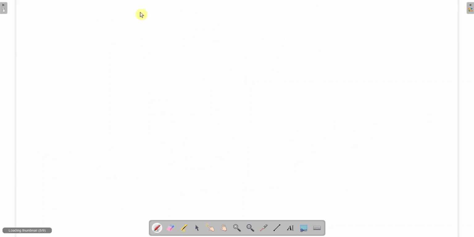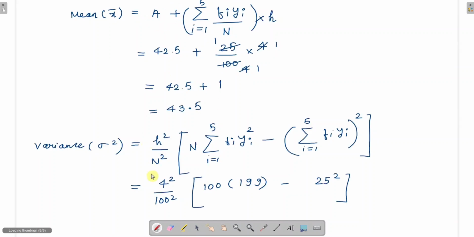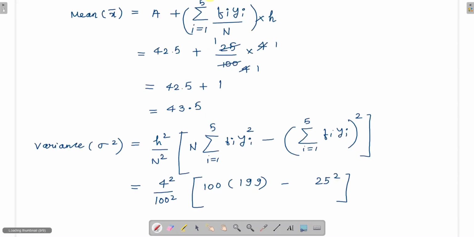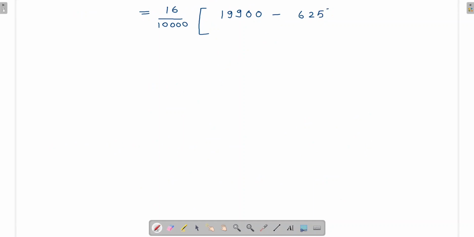So what we will get is, variance is equal to 16, because 4 square is 16, 100 square is 10,000. Okay, then into 199, 100 times 199 is 19900 minus 25 square is 625. Okay, so this will be equal to, so let us divide 10,000 by 16.